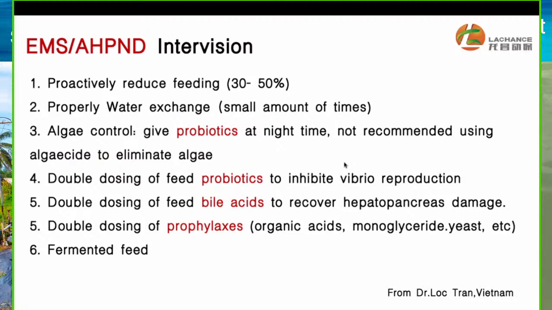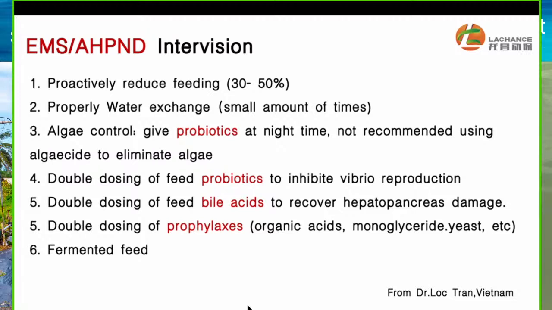What's more, the fourth suggestion is to double-dose the feed probiotics to inhibit the vibrio production. Here we need to know the key points. The vibrio is a kind of environmental pathogenic bacteria. When the vibrio turns into harmful bacteria, it means the environment is getting worse, and the shrimp's immunity is low at this time.